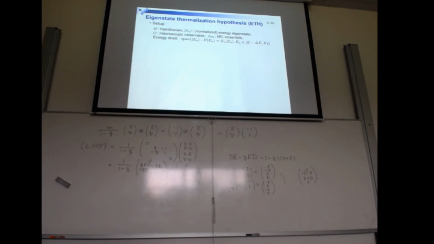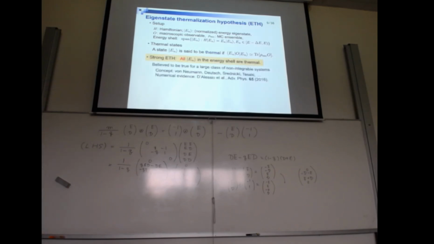And okay, so here's a definition of thermal states. A state E and K is said to be thermal if the expectation value of this microscopic observable in En approaches this microcanonical expectation value if you take a thermodynamic limit. And a strong ETH states that all these E and K in the energy shell are thermal.